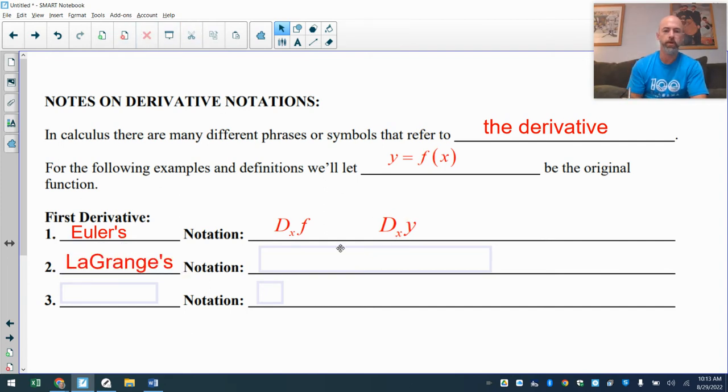There's also Lagrange's notation, which we will use quite frequently, and that's your common prime notation. So f prime of x, f prime, y prime of x, y prime. We'll use that one quite a bit.